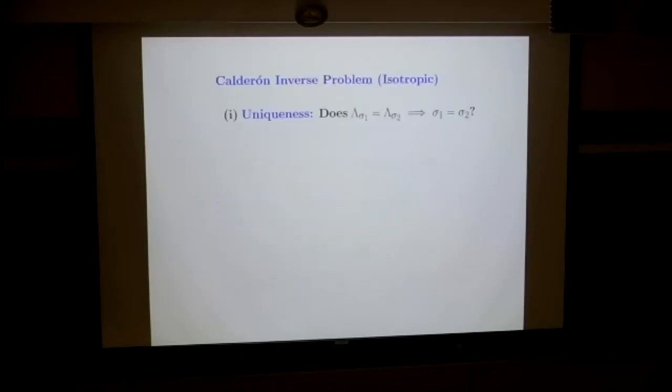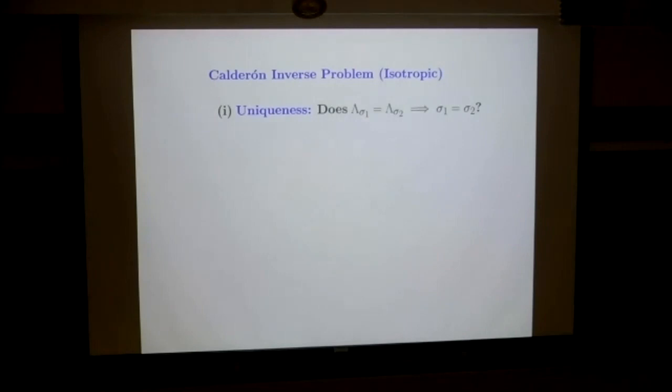And so the original Calderon formulation of the inverse problem is: if you have two conductivities, sigma 1 and sigma 2, which are indistinguishable from the point of view of voltage to current measurements, need they be the same conductivity? That's the original Calderon inverse problem.